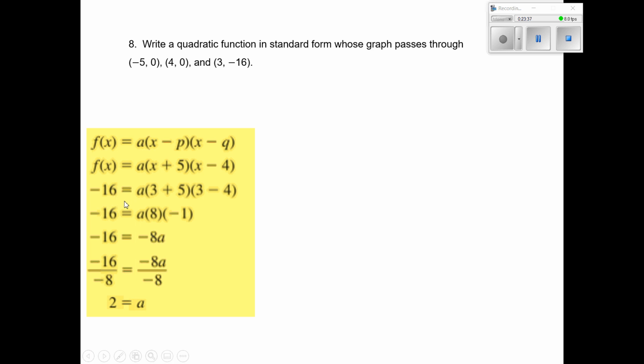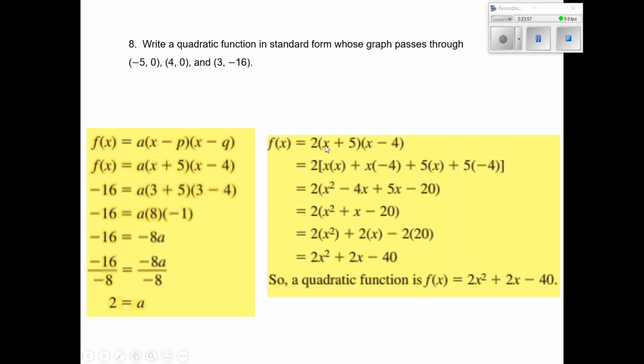All right, now I'm going to solve it. 3 plus 5 is 8. 3 minus 4 is -1. 8 times -1 is -8. -8 times a is -8a. When I divide -8 away from both sides, I get a equals 2. I'm going to rewrite this to show a now is 2: 2 times (x plus 5) times (x minus 4). Now I can simply solve it.